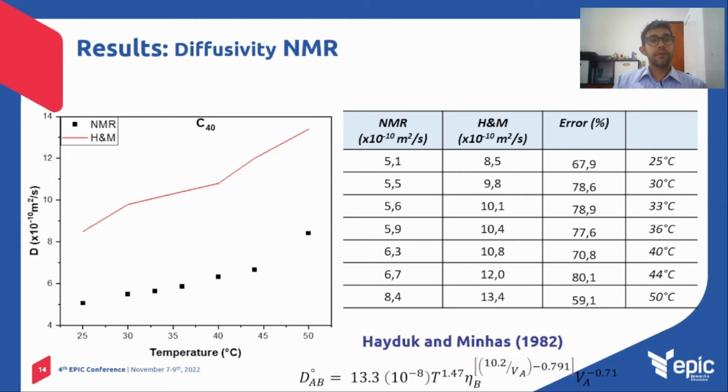We also measured the diffusivity for the molecule with 40 carbons here, and the same behavior was observed. Again, we have a red line for the Hydrochemia's correlation, and the black points are for the experimental diffusivity using NMR. And we can see again the same range of error here, independent of the temperature.